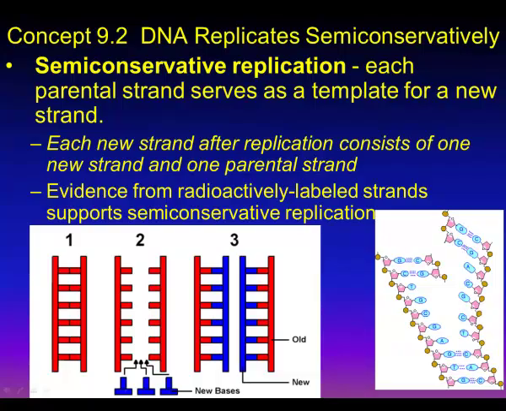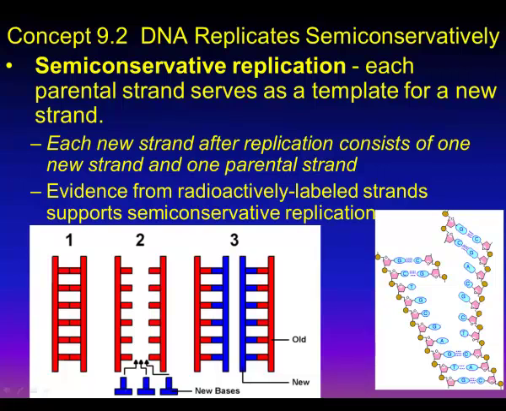As we saw in chapter 7, the process of DNA replication occurs during the S phase of the cell cycle, which in eukaryotes precedes the division of the nucleus, or mitosis. DNA replication occurs in what's called a semi-conservative fashion.